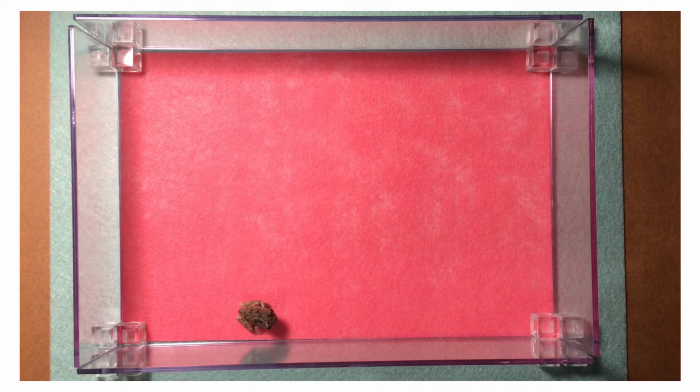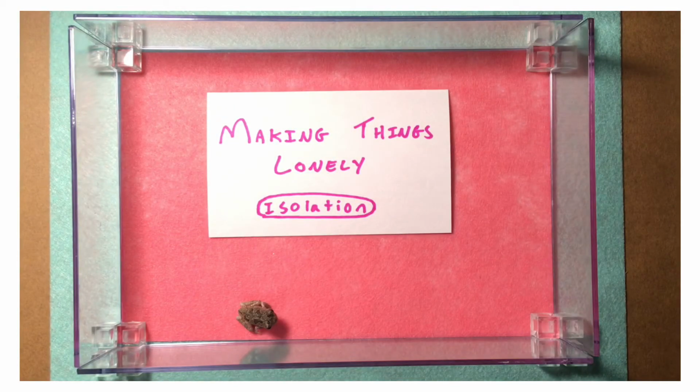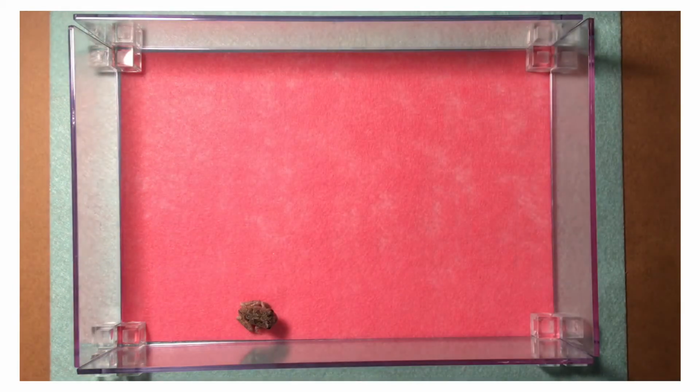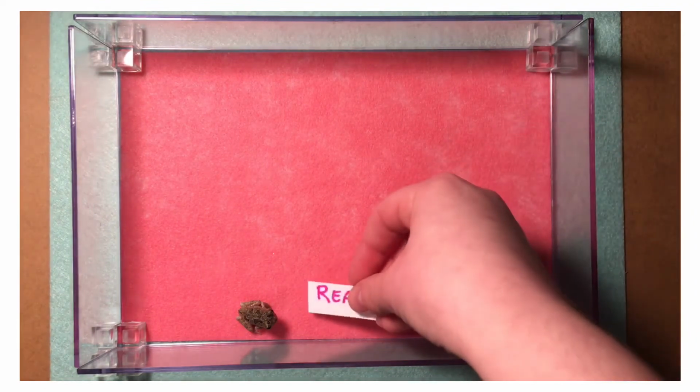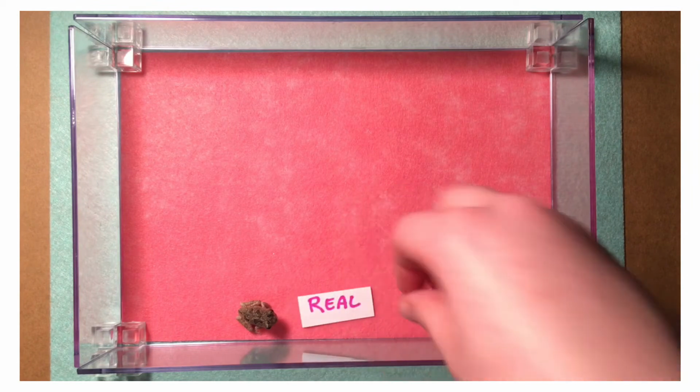Another way of doing it is making things lonely. So we kind of already did that, right? She's all by herself. And that's like the easiest way. So she's all by herself. But nope, she's not going to bite the sign.